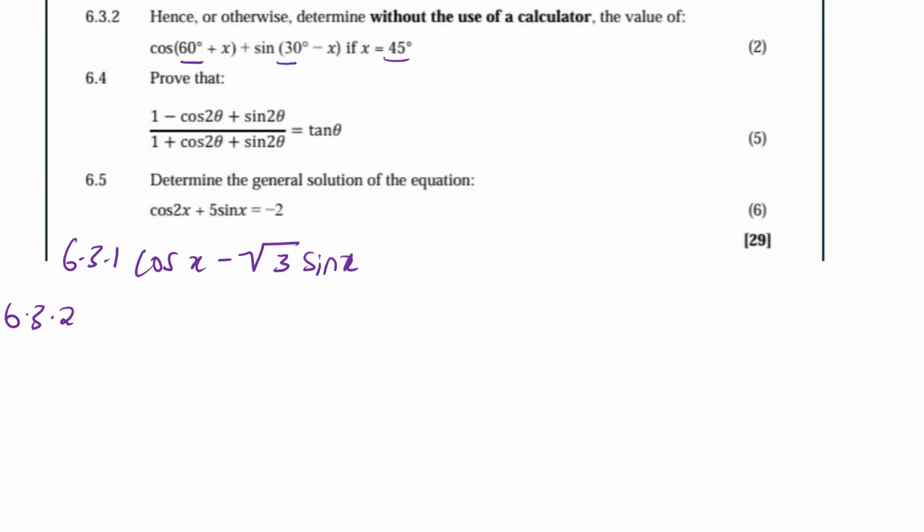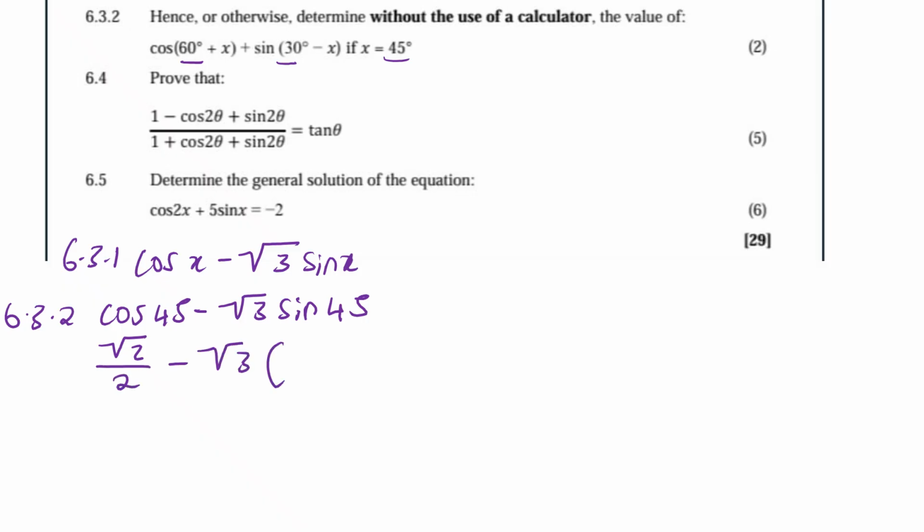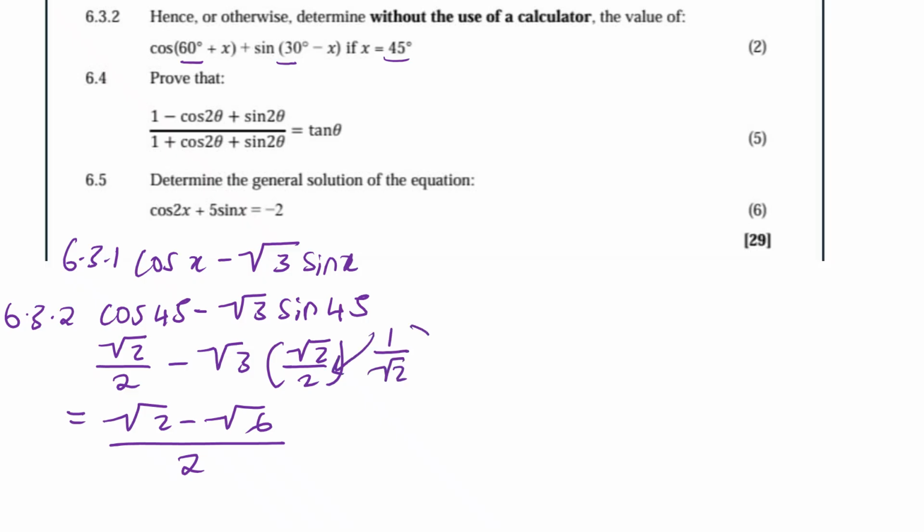Therefore, now you can say cos 45 minus the root of 3 sine of what? Of 45. Right? Therefore, now you can have cos of 45 using a calculator. You will have root of 2 over 2 minus the root of 3 sine 45. It is equivalent to root of 2 over 2. Very good. And then now if you simplify that, your answer will be root of 2 minus the root of 6, divided by 2. And you can also write this in the form of 1 over root 2. It is still the same thing.